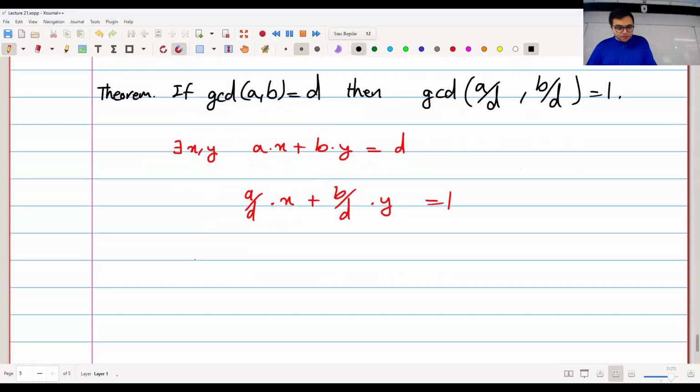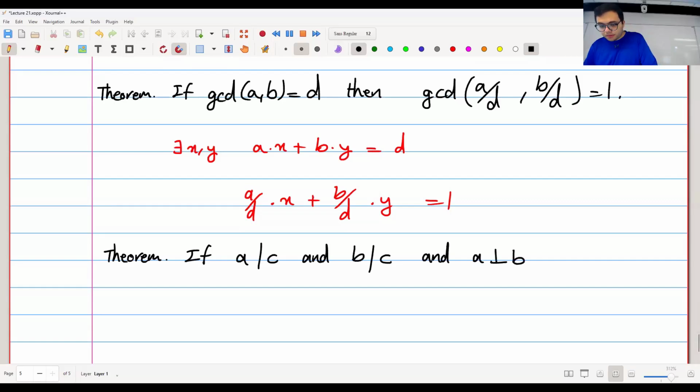Here's another theorem. I want to say this. Suppose that A divides C and B also divides C. So A divides C and B divides C as well. And suppose that A and B are relatively prime. Then A times B divides C.